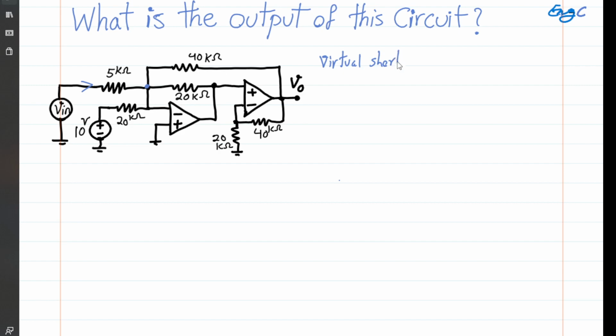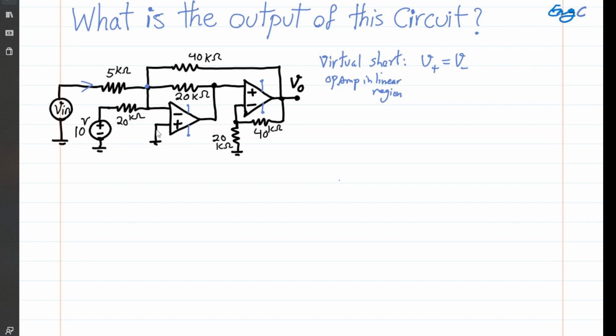Virtual short indicates that if op amps are properly biased, so they have the proper positive and negative supply voltage and they are not saturated, basically negative feedback is dominant, which is the case in these circuits, and at the same time they are ideal and in the linear region. So with op amps in the linear region of operation, virtual short is valid for both op amps, which means that the voltage at the positive input terminal should be equal to the voltage at the negative terminal.